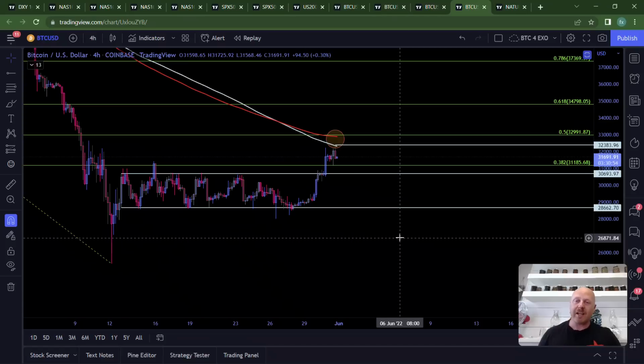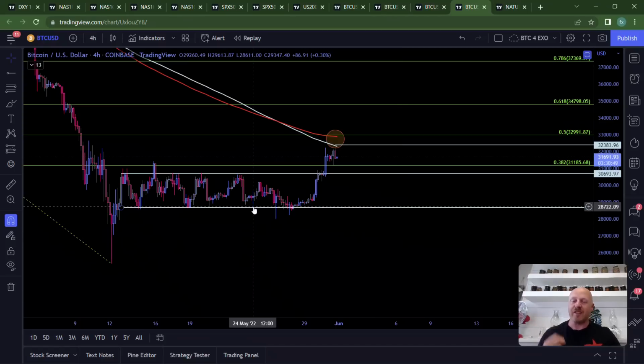Remember, bear market rallies, the bias is to the downside, but you get vicious rallies in bear markets. 47 of the 50 biggest up days in equities occurred in the bear market over the last 100 years. So that's what we're looking for here, a vicious bear market rally.